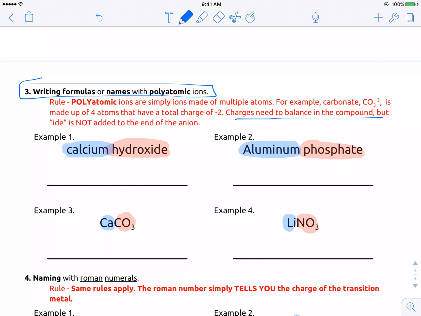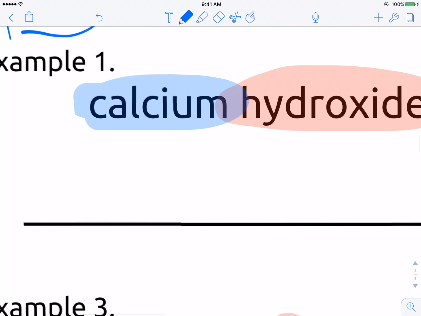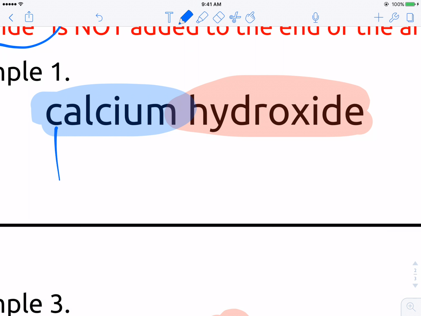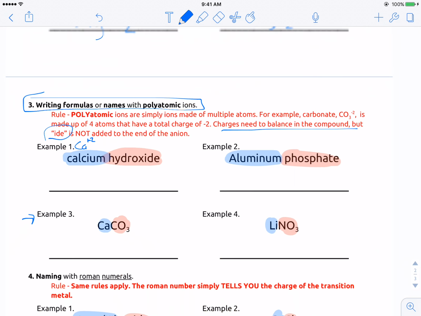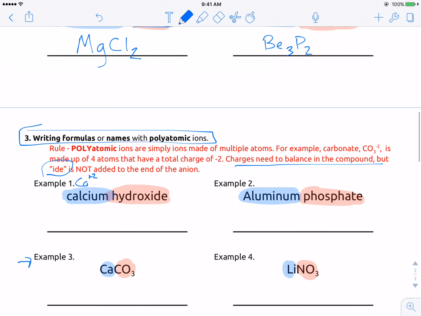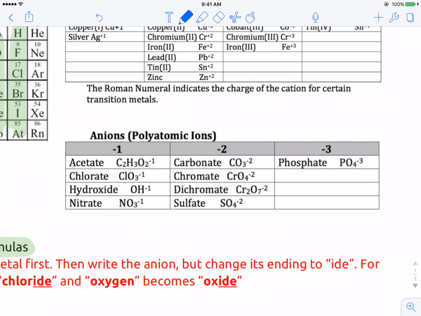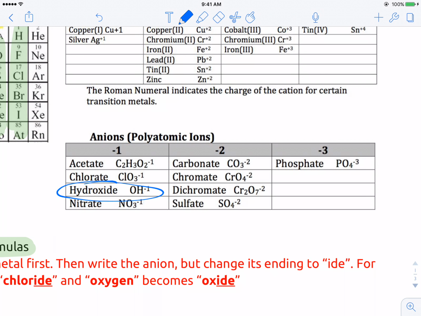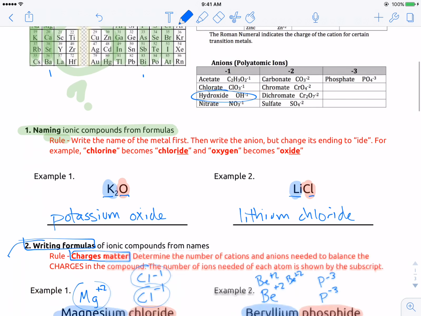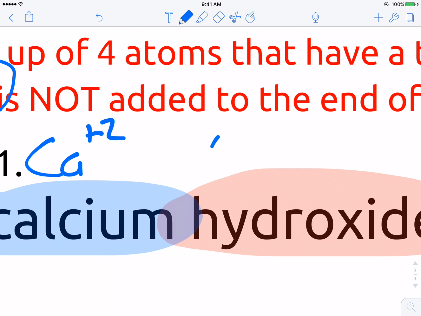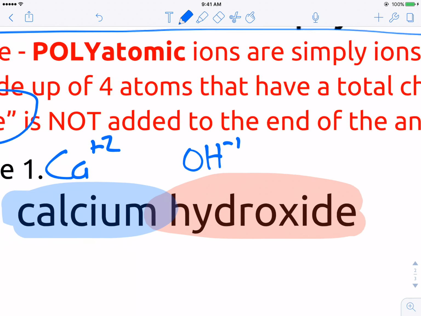Charges need to balance in the compound just like before, but IDE is not added to the end of the ion, or to the end of the anion, which we'll see in examples 3 and 4. So I've got calcium hydroxide. Calcium is Ca, and it has a positive 2 charge. Hydroxide, we're going to look at my reference sheet here. Hydroxide is OH, and it has a negative 1 charge.